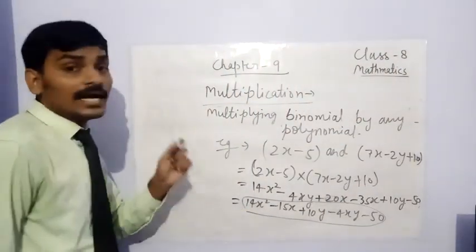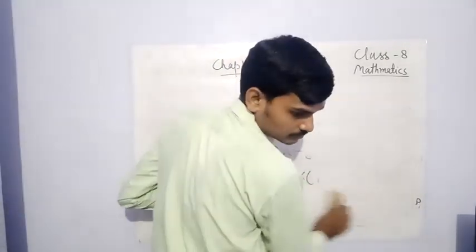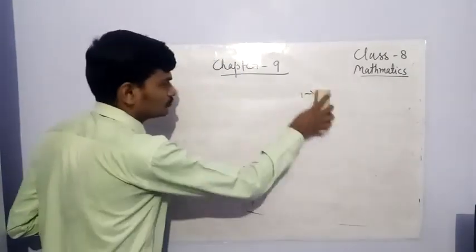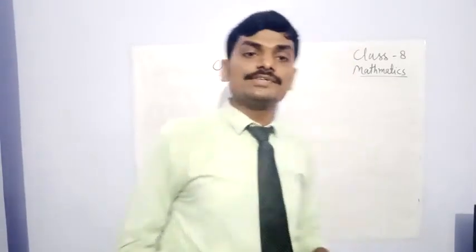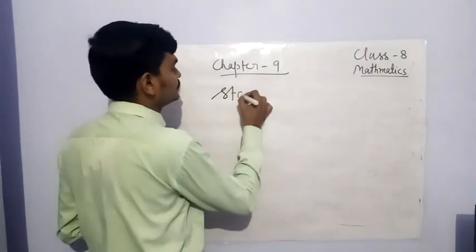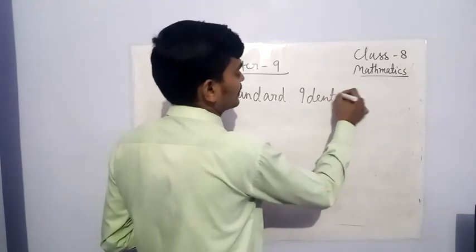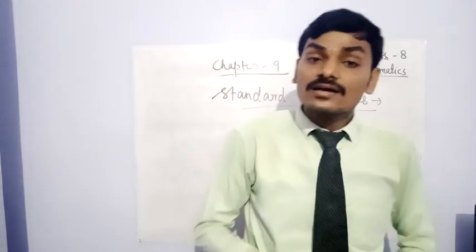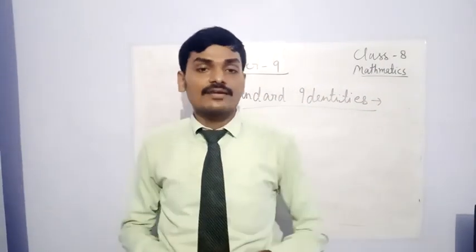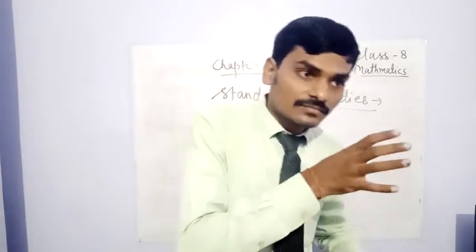Now come to the last topic of this chapter, which is standard identities. So what is an identity? An identity is an equation in which all the values of the variable follow.